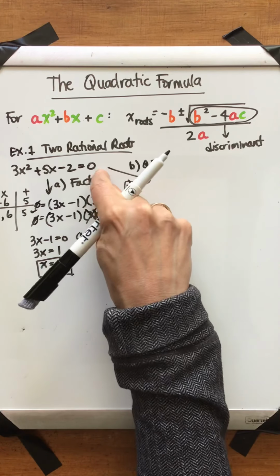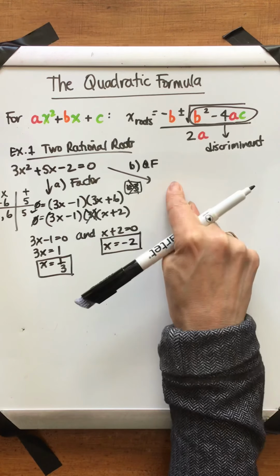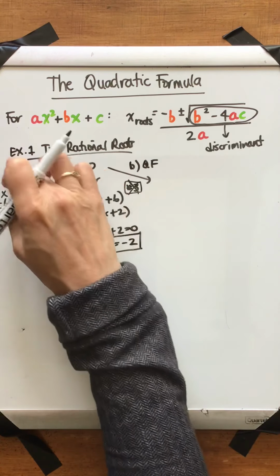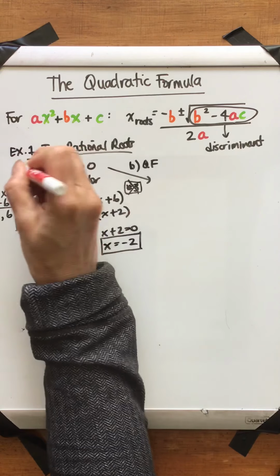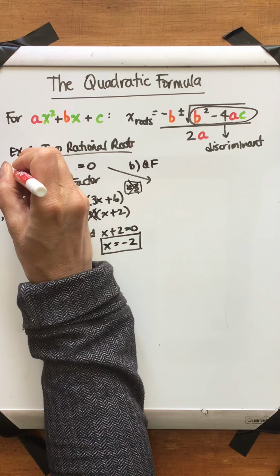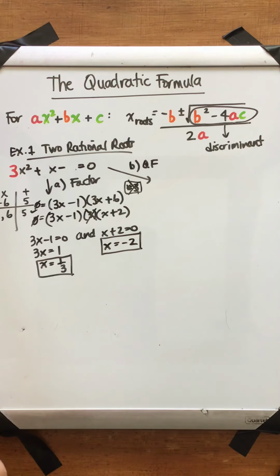Let's try this time solving it using our new quadratic formula. I'm going to replace a, b, and c with their colors, just so that you can start to see how the quadratic formula works in terms of substituting in properly. My a value is red, my b value is orange, and I'm letting my c value be green.